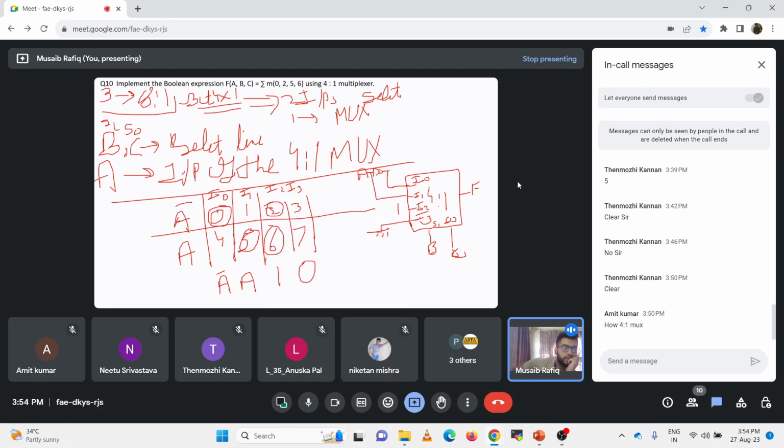So someone has written how 4 is to 1 mux. So I don't know what you mean by this question. Can you please explain to me, or is it clear? Let me just first ask this. Whether the doubt is clear or you still have any doubt, please ask me. And you can type in, you can unmute yourself, whatever will be comfortable for you. Please ask.